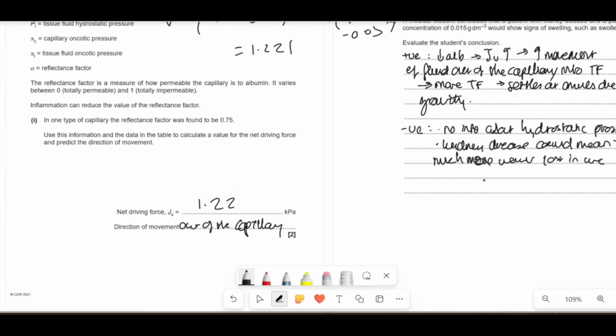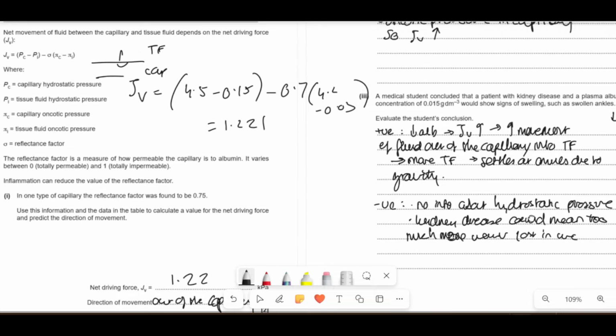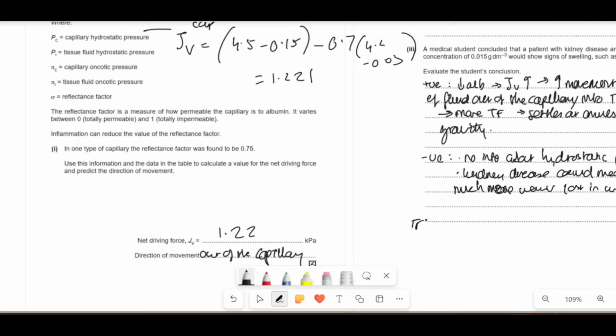Another thing you could describe as well, there's inflammation, and that reduces the reflection coefficient, which is measuring how permeable the capillary is to albumin. So it's saying here it's totally permeable, but it's told it's reduced. So if you reduce the reflection coefficient, that means you could get more albumin in the tissue fluid, which can then increase the oncotic pressure, which could actually then mean that there's less fluid moving out, because in the tissue fluid you've now got more albumin. So why would there be less water moving out via osmosis or back in, between the capillary and the tissue fluid? So it might actually just end up being that the tissue fluid now drops and there's less swelling because of the fact there's more albumin there.